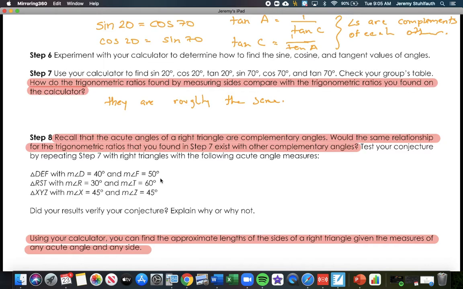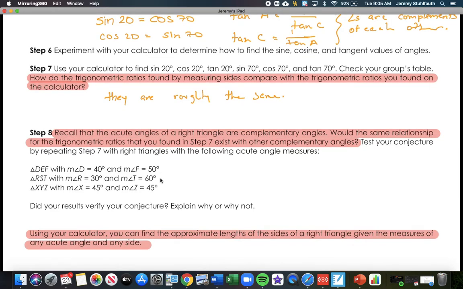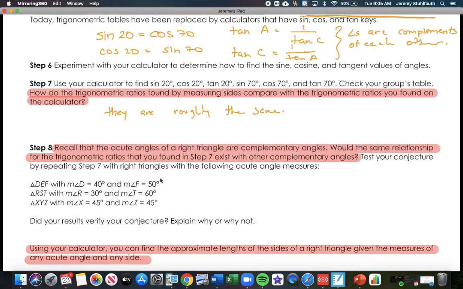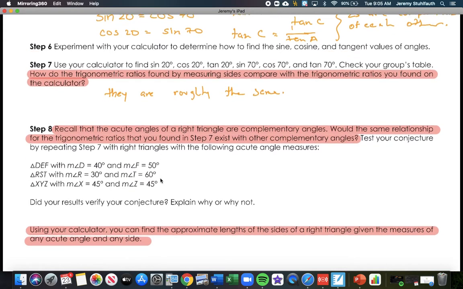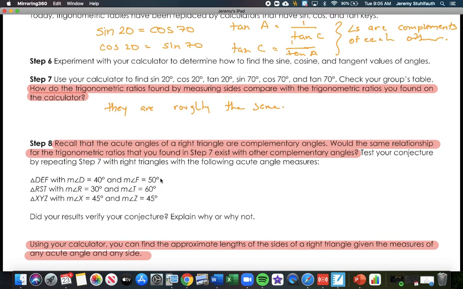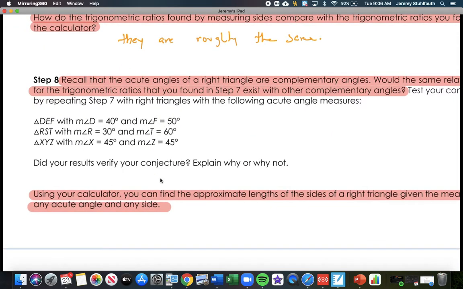Now, what we noticed was that sine 20, cosine 70, we noticed that 20 and 70 are complementary angles. They add up to 90 degrees. And our question now was, is that the same? So is the sine and cosine of complementary angles, are they the same? So let's check that. Is sine 40 equal to cosine 50? 40 and 50 are complementary.